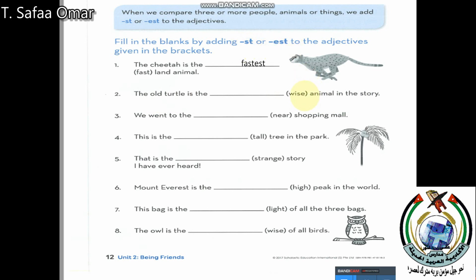Now we have the E here, الE موجودة. So we are going to add just ST. So wise, wisest. The old turtle is the wisest animal in the story.